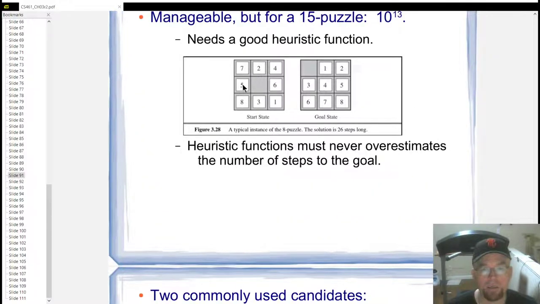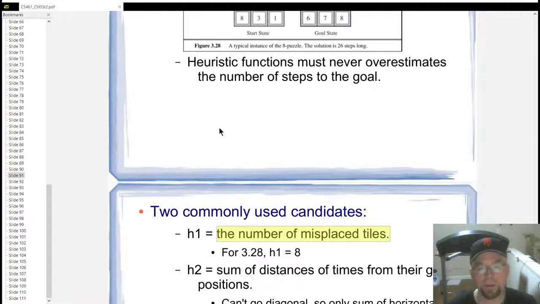So here what we have is 8 misplaced tiles, right? Because if we want them in this order, in the start state, there's 8 tiles that are out of order. 7 is obviously out of order because it's supposed to be blank when you're finished. 2 is out of order because it should be 1 in that position. 4 is not in the right position because it's supposed to be 2, and so forth. So these are 8 tiles that are in the wrong position, okay?